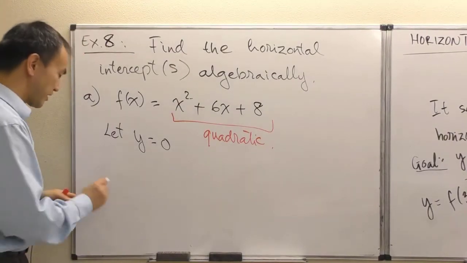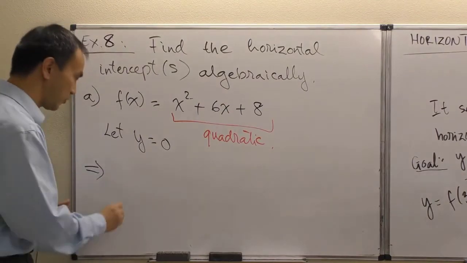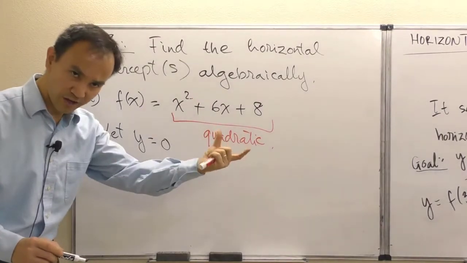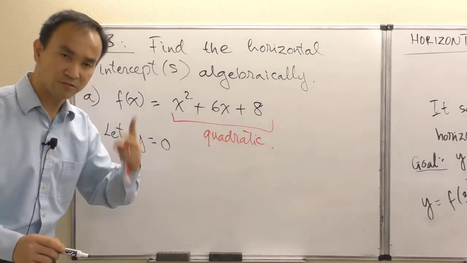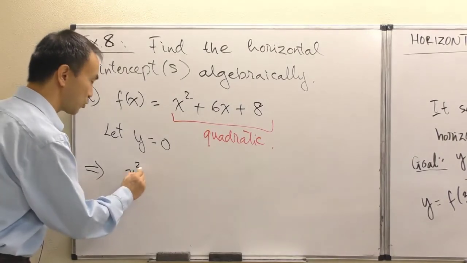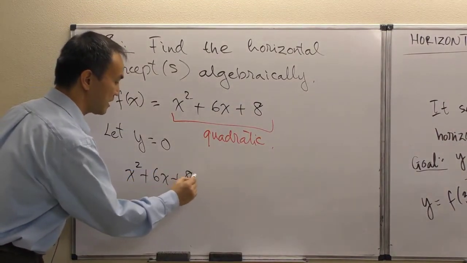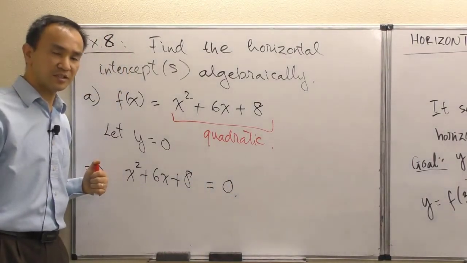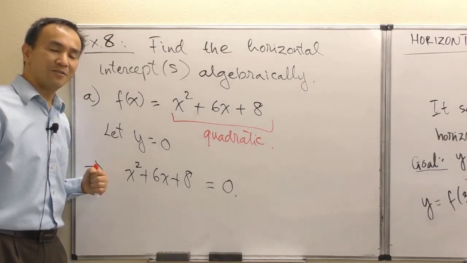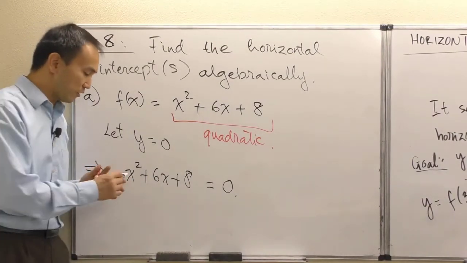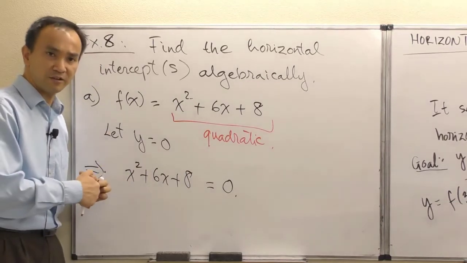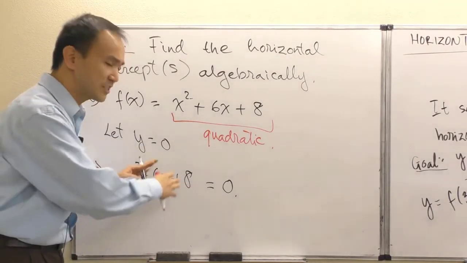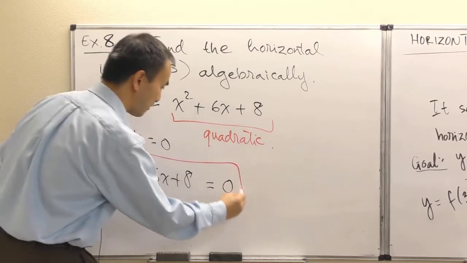Letting y equal 0 produces the following, because y equals this whole quadratic function. A quadratic is now, in our understanding, a polynomial of degree 2. So now I'm looking at x squared plus 6x plus 8 equals 0. Ladies and gentlemen, I'm not saying that I start solving it yet. All I'm doing here is setting up a starting point.